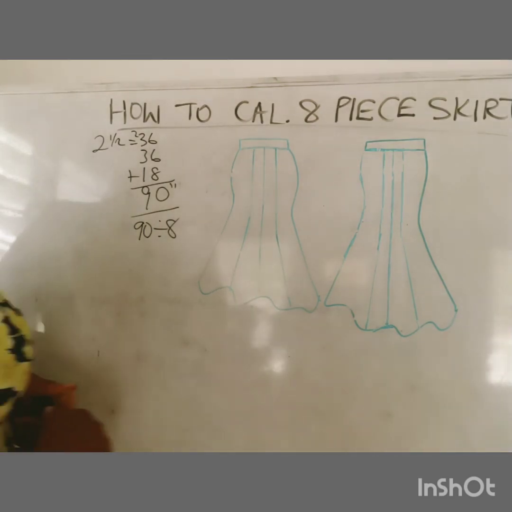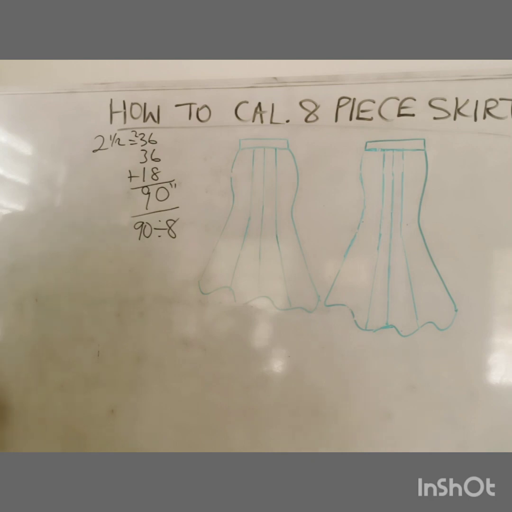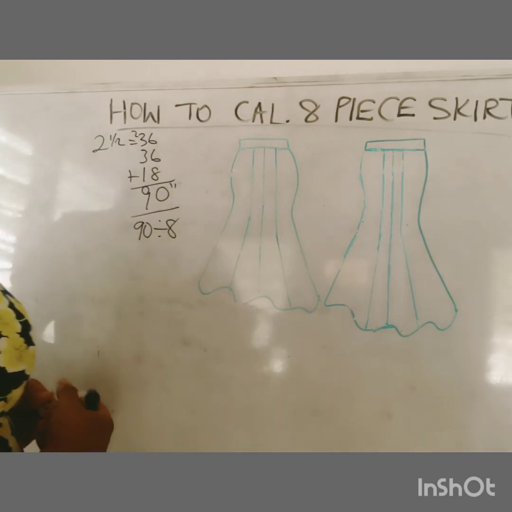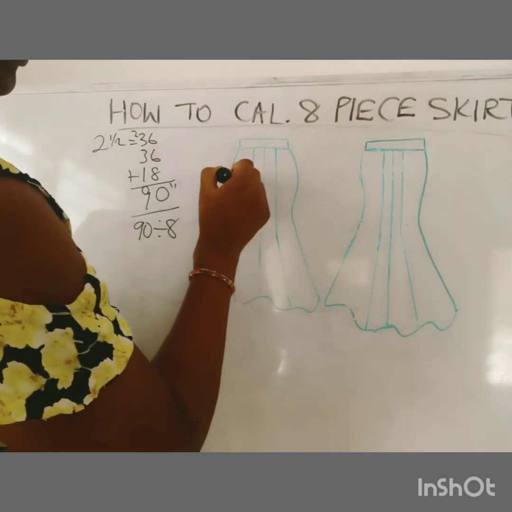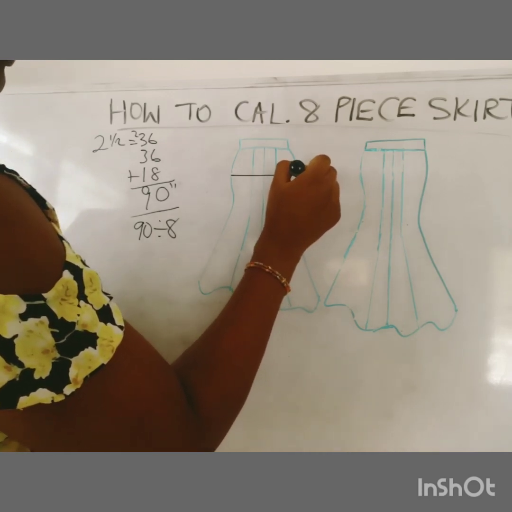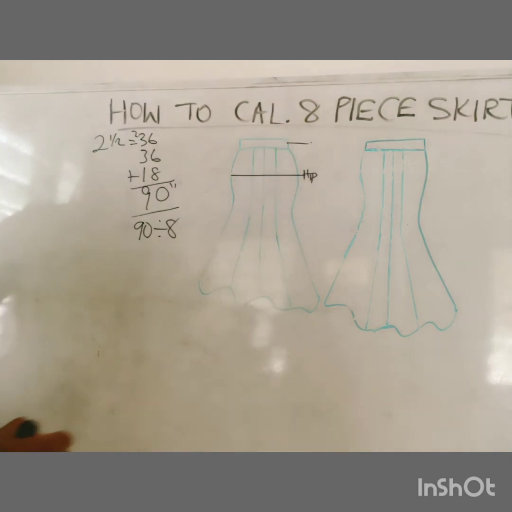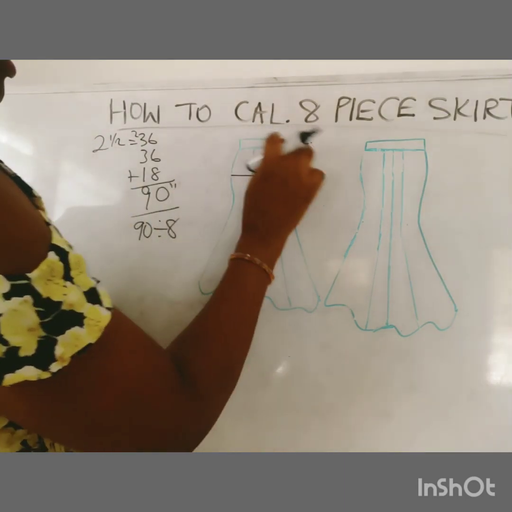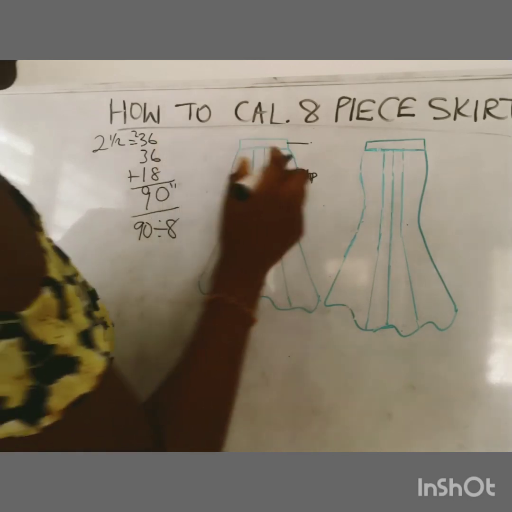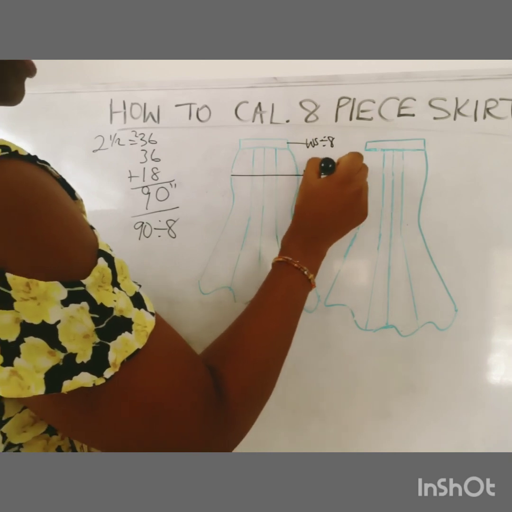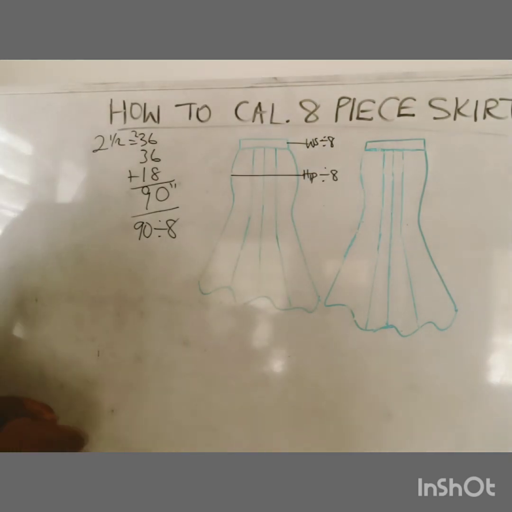And then again, I want to say that if you are making an 8-piece skirt that is going to have an elastic, then you are going to use the hip measurement. You will use the hip measurement for the waist as well, if it's going to have an elastic. But if it is not going to have an elastic, then you use the waist measurement. So if you want to calculate, you divide the waist by 8. You also divide hip by 8 to know how you are going to share it.